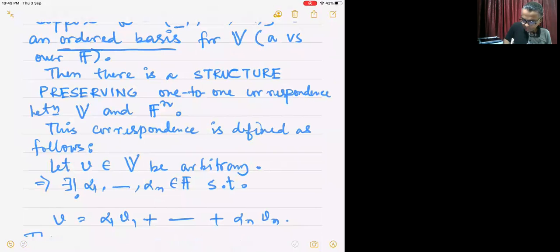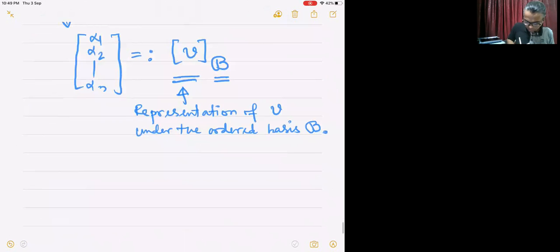What is structure preserving? Structure preserving means that the structure of V as a vector space over F is equivalent to the structure of F to the n as a vector space over F. That is what we have observed before: if I have two vectors, say v and w, and the representation of v under B is that symbol, the representation of w is that symbol, then summing v plus w and then taking the representation is the same as taking the representation of v first, then w, and then adding them. And same with scalar multiplication.